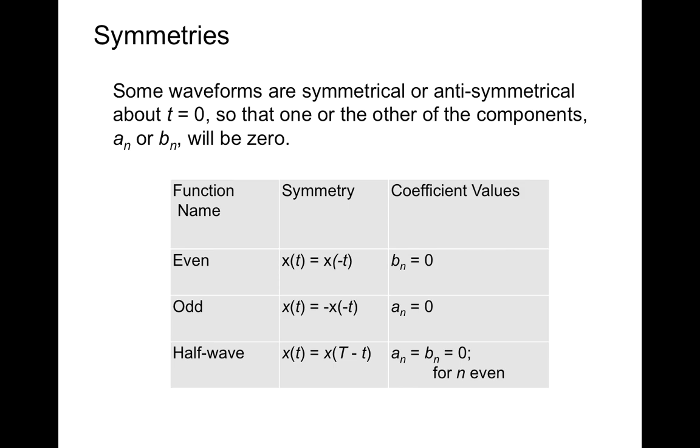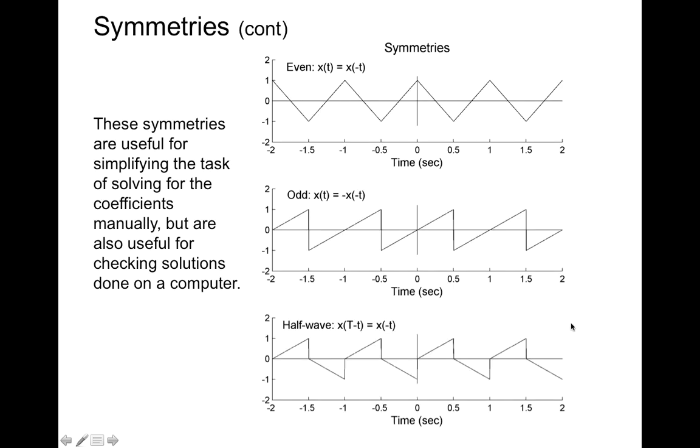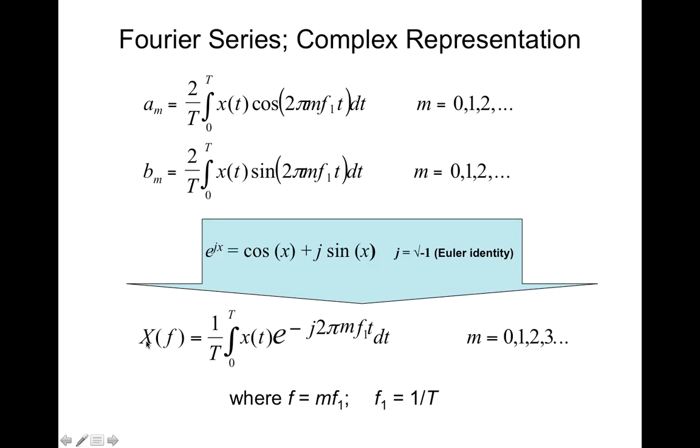Half-wave symmetry says that x of t is x of the period minus t, and so there, for even terms in the series, the coefficients are equal to 0. So here's an example of some symmetries. This is an even function, so notice that it reflects around the vertical axis. This is an odd function. Notice that it reflects around the vertical and horizontal axes. And then this is half-wave symmetry, which to me has always been just a little more difficult to see.